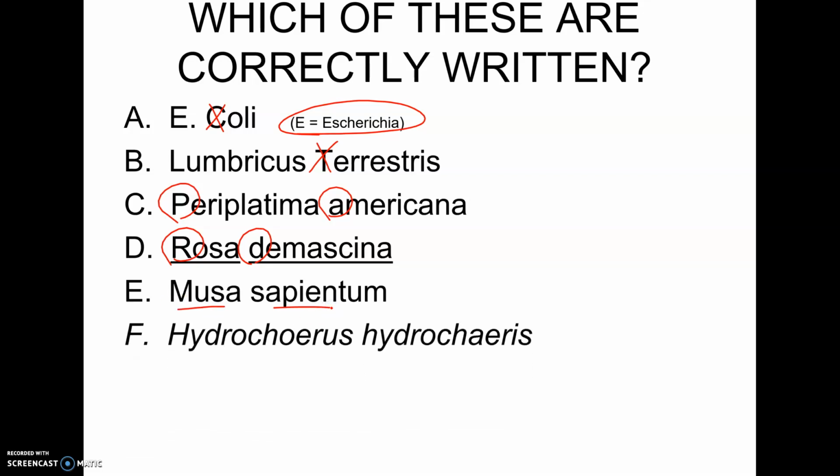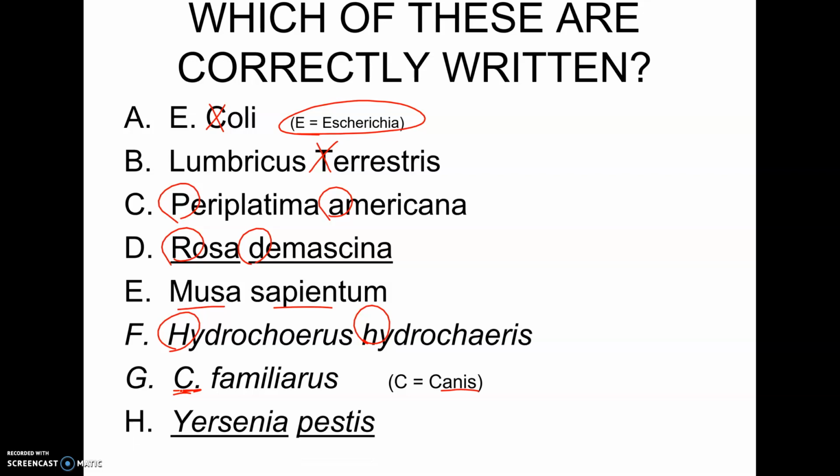This one is incorrect because, again, it needs to be underlined or italics. This one is correct. Capital, lowercase, and then the whole thing in italics. This one is also correct because assuming that somewhere else we had written the full Canis here for the genus, it's okay to use the abbreviated initial and then it's italics. And then this last one is incorrect because it's both underline and italics. It should only be one or the other. So hopefully that gives you kind of an overview of how to properly write scientific names.